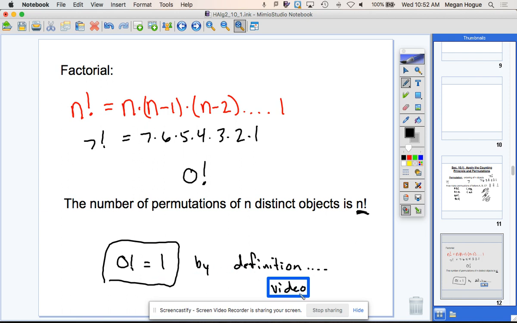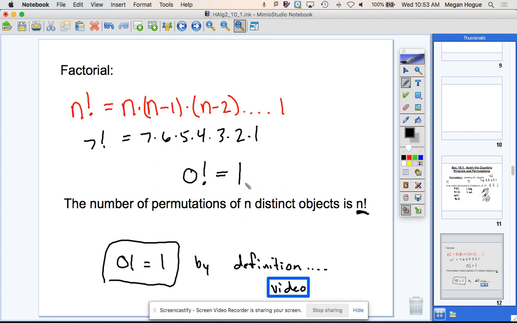It's by definition. I have a video, but because we're short on time, we're not going to waste time on it. I'll put it on Google Classroom if it really fascinates you. I know most of you probably won't look at it. But factorial itself is just something mathematicians made up. And so they defined this. They said factorial 0 is 1.